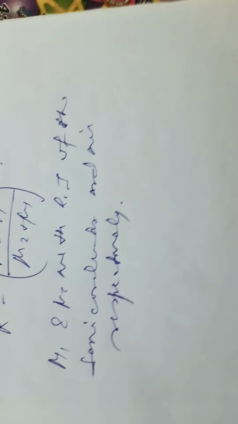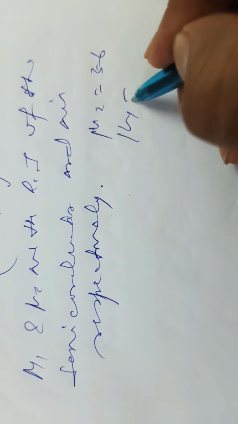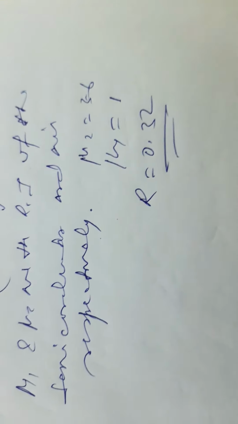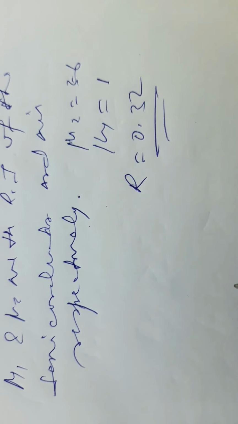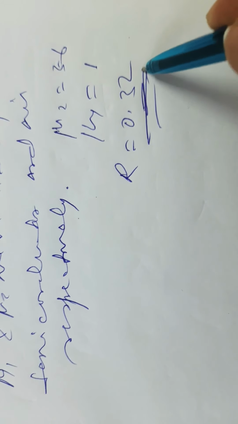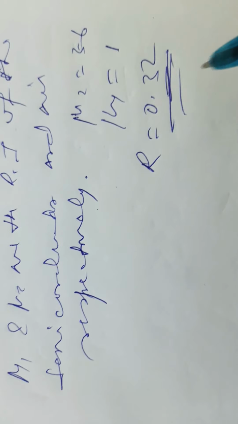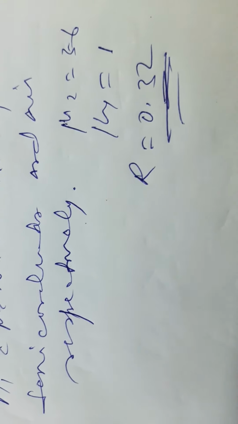If you take, for example, mu2 equal to 3.6 and mu1 equal to 1, then you get R equal to 0.32. You can just do the calculation. It means that about 32% of the incident light gets reflected into the medium, providing enough feedback for the lasing action.